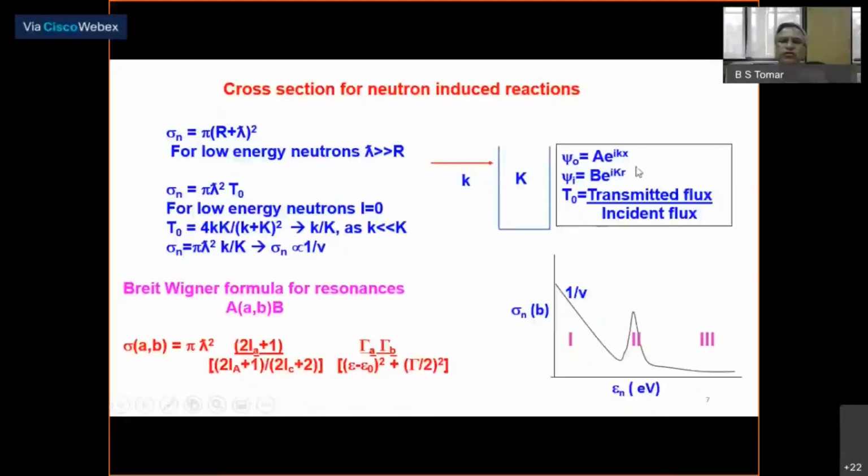So by solving these equations, with the wave functions and their derivatives, the continuity of the wave functions at the boundary, we can find out the transmitted flux and incident flux, and thereby the transmission coefficient. For neutrons, that comes to be 4kK upon (k plus K) squared, where small k is the momentum outside, capital K is the momentum inside the nucleus. Now, since capital K is very large compared to small k, you can neglect this small k here, and so one big K will get cancelled out, and so the transmission coefficient becomes small k upon capital K.